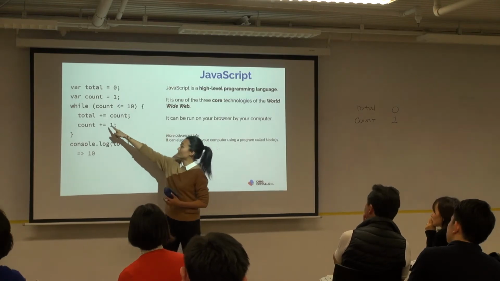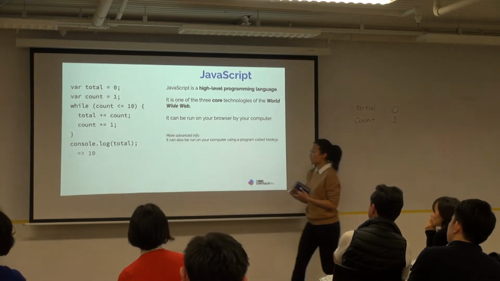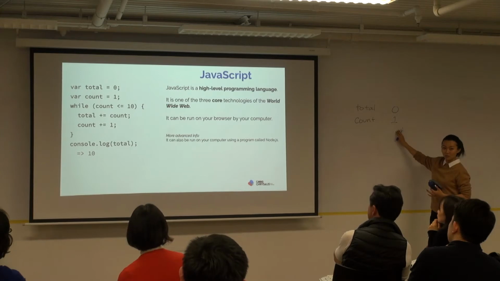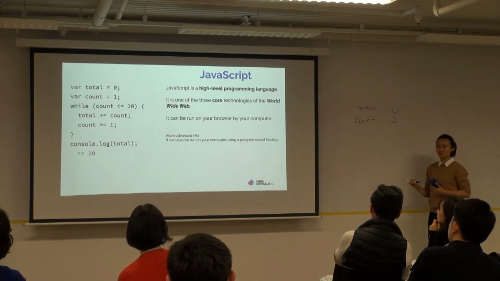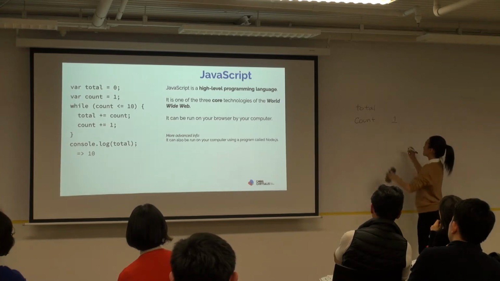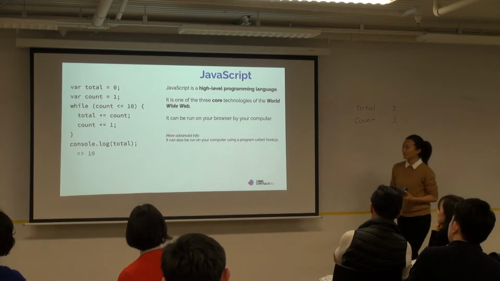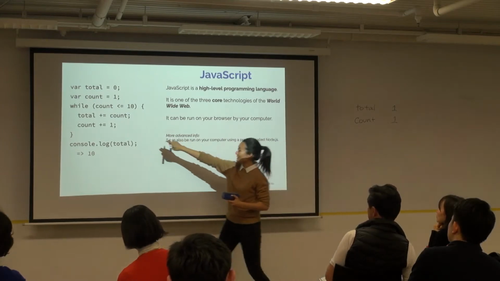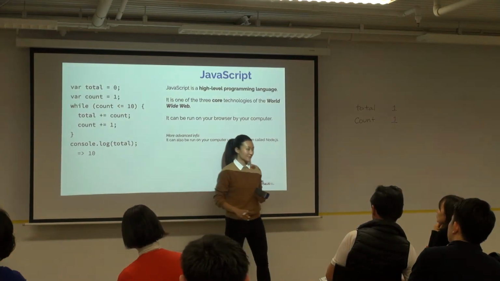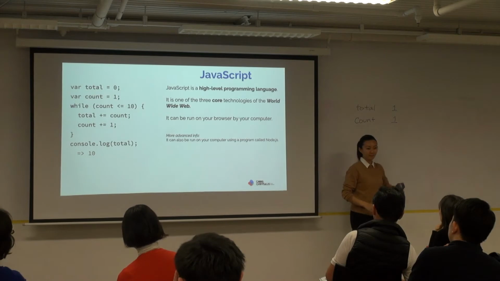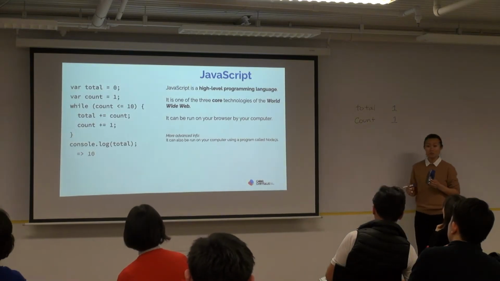So let's loop. Total plus equal count. What is count? 1. What is total plus equal count? 1. So we change total to 1. Now, the second one, count plus equal 1. What is count? Count is 1. What is count plus equal 1? 2.